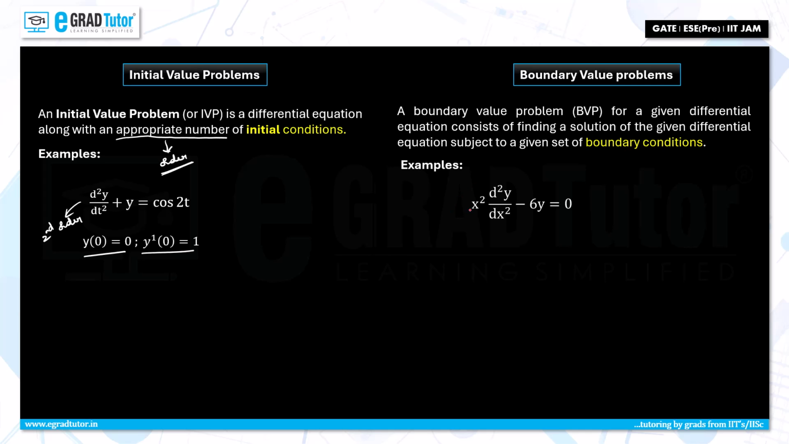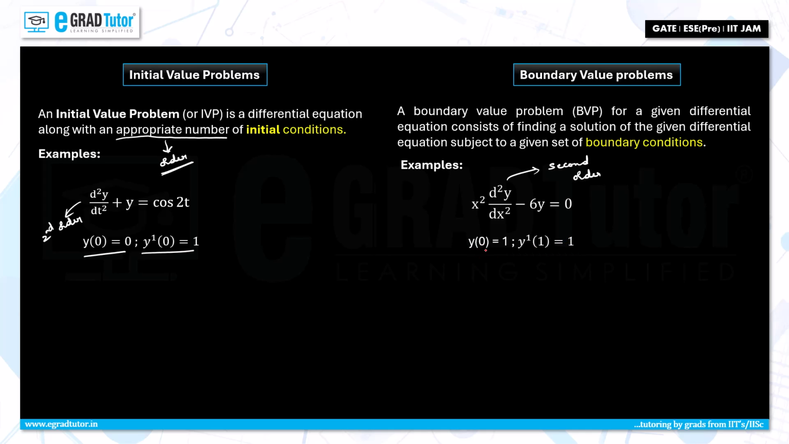For example, if you take x² d²y/dx² minus 6y equal to 0, this is again a second order. So how many boundary conditions do you need to solve this differential equation? You will need two boundary conditions. Here y of 0 is equal to 1, y dash of 1 is equal to 1.